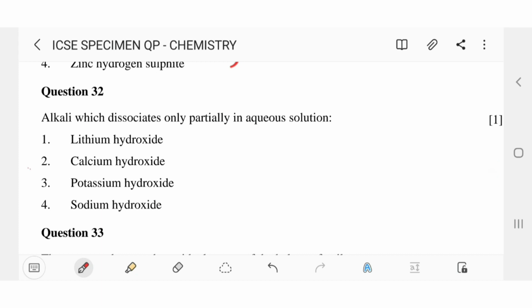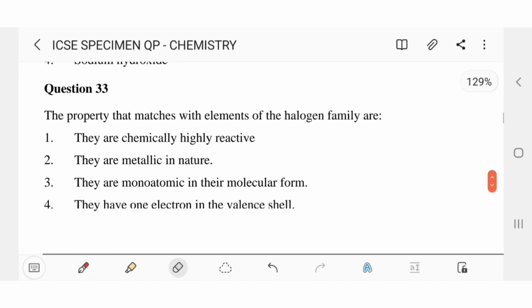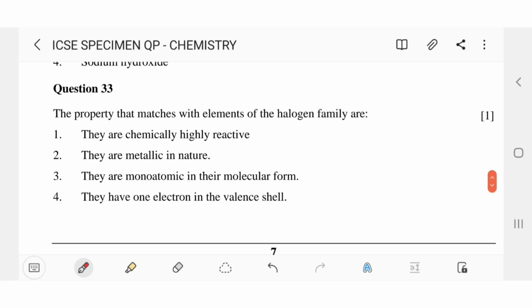Alkali which dissociates only partially in aqueous solution. This is calcium hydroxide. Question 33. The property that matches with elements of the halogen family. Halogen family means the first thing in your mind should be chlorine. These elements, chlorine, fluorine, and all of these things. Now, they are chemically highly reactive. Yes, they are. But let's see the other options also.